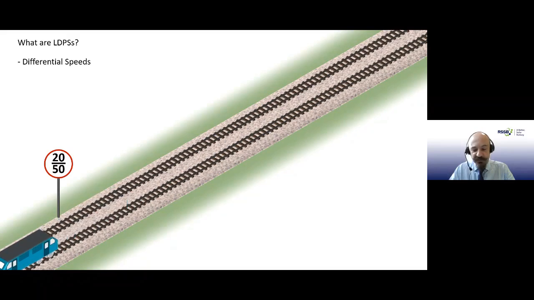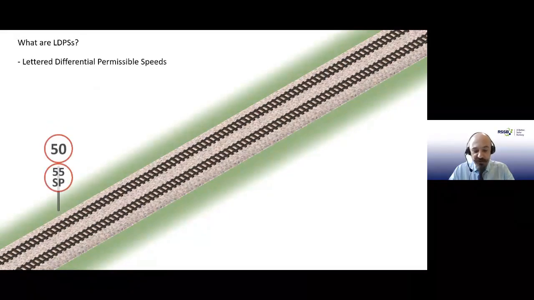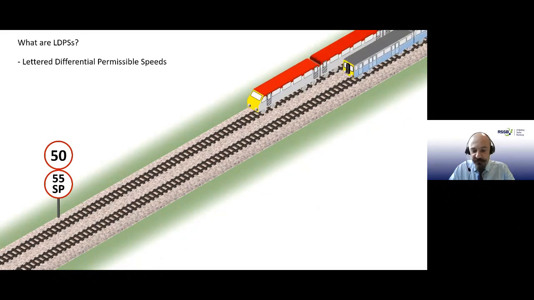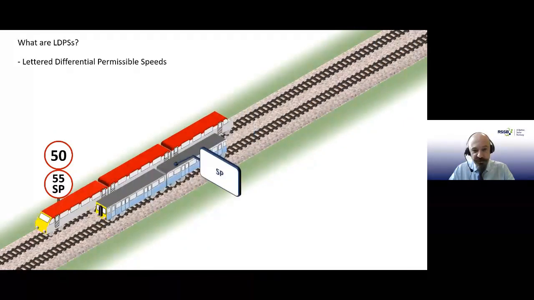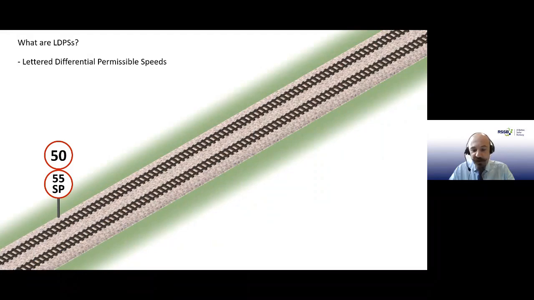Lettered differential permissible speeds, LDPSs, are a type of differential speed that provides a permission to allow certain rolling stock with specific characteristics to travel at a higher speed than other vehicles over that section of line. LDPSs are identified on the network by letters that indicate the categories of rolling stock that can travel at the speed in question. The letters include SP, EMU, DMU, MU, and HST. So that's what LDPSs are.